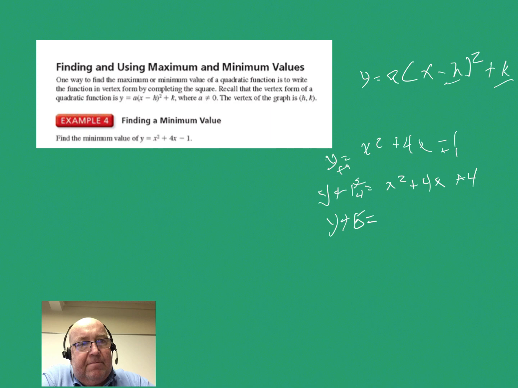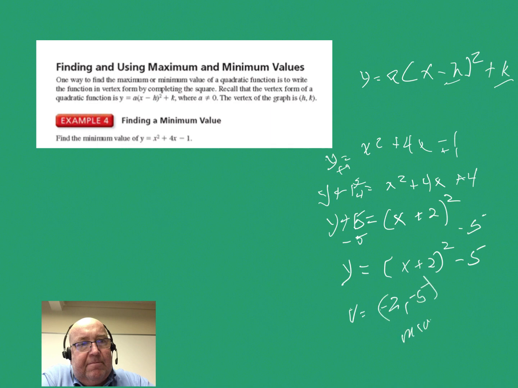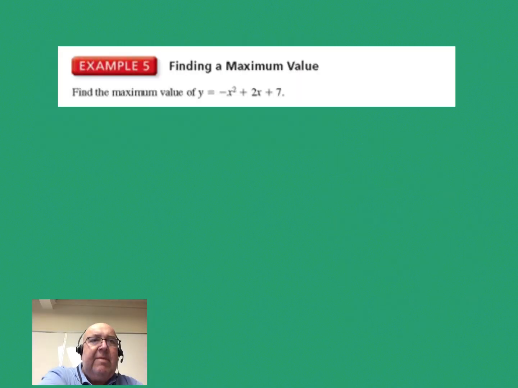So we get y plus 5 equals x plus 2 squared. Now bring the 5 back across, so we have our vertex form, and we get y equals x plus 2 squared minus 5. Our vertex would actually be negative 2, negative 5, but our minimum is equal to negative 5, so the y value is the minimum.